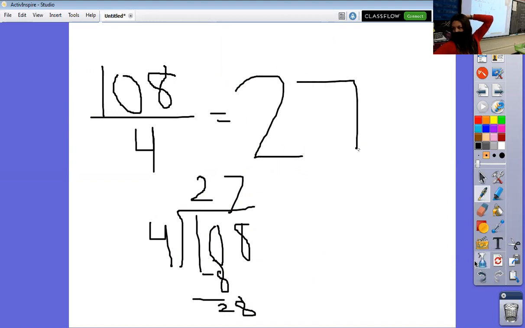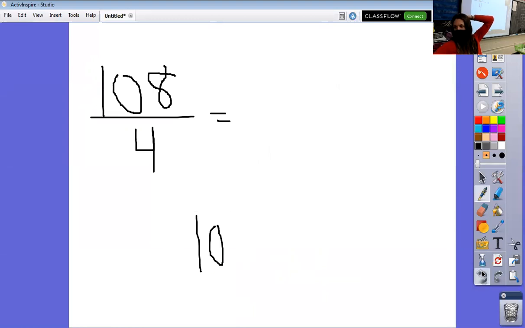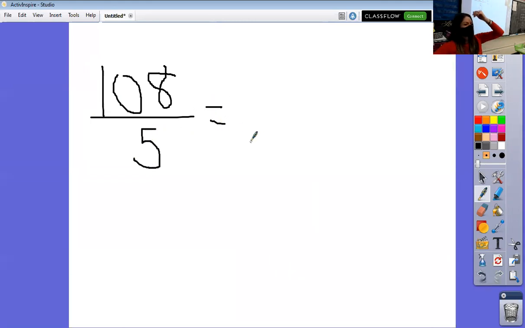27 on the spot. Fine, I gotta pick something a little bit. We have to get a fraction involved here. How about this? 108 fifths. There we go. That'll give us a mixed number. 108 fifths. Go for it. It is not the same thing because you're dividing it into 5 parts, 5 parts, not 4.